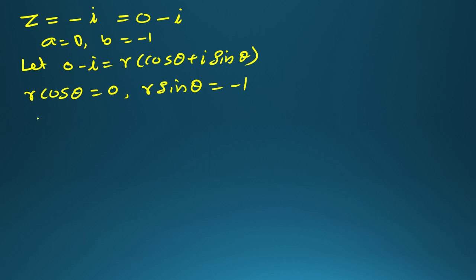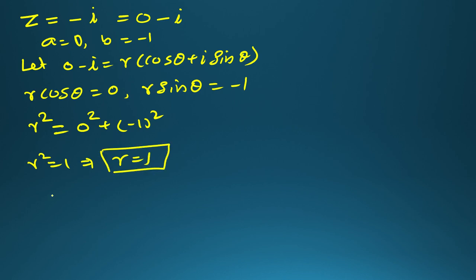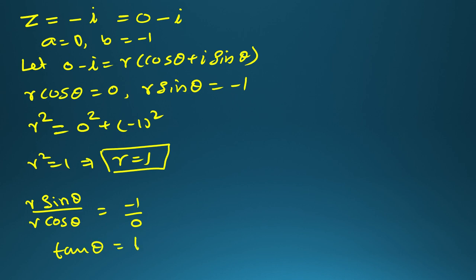So squaring and adding both sides, you will get r square is equal to 0 square plus minus 1 square. So r square is equal to 1, means r is equal to 1. We got the value of r, or you can say the modulus. And now dividing the equations, r sin theta over r cos theta is equal to minus 1 over 0. And for minus 1 over 0, what will it become? It will become infinity, or tan pi by 2, but here it is minus.